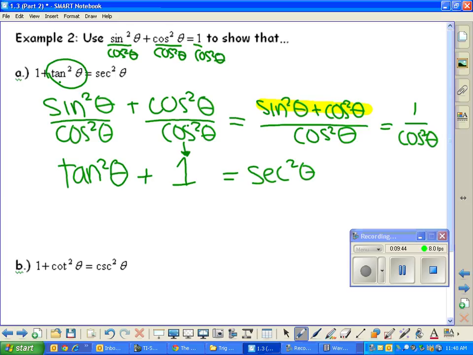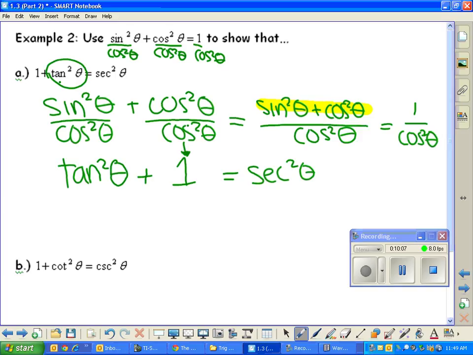That's all you're doing. Sine squared theta over cosine squared theta, tangent squared theta. Cosine squared theta over cosine squared theta, 1. 1 over cosine squared theta, secant squared theta. So you're taking that first identity and you're dividing it, the whole thing, by cosine squared theta. Yes.